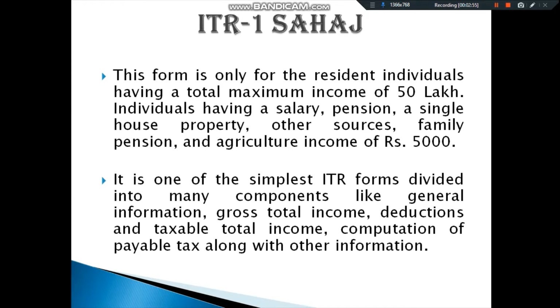Now the first ITR is ITR-1 Sahaj. This is only for resident individuals, only Indian residents having a total maximum income of rupees 50 lakh. So if you have an income of rupees 50 lakh or less, then only you are allowed to file ITR 1. Individuals having salary, pension, single house property, other sources income, family pension and agriculture income of up to rupees 5,000 are allowed to file ITR 1 Sahaj. It is one of the simplest ITR forms.